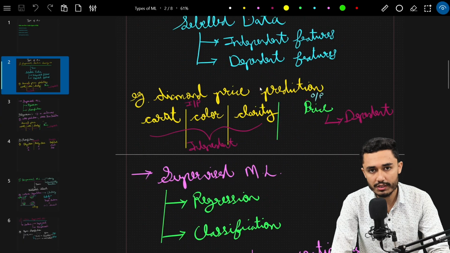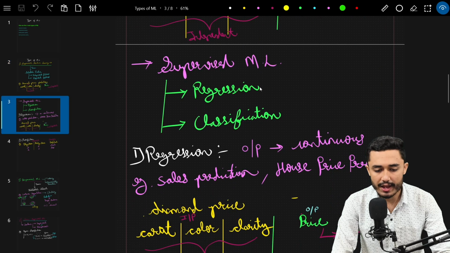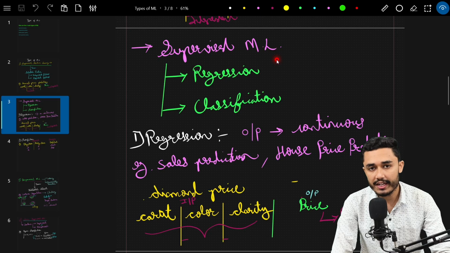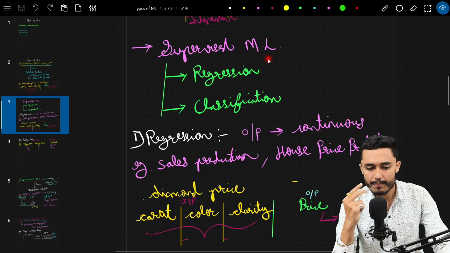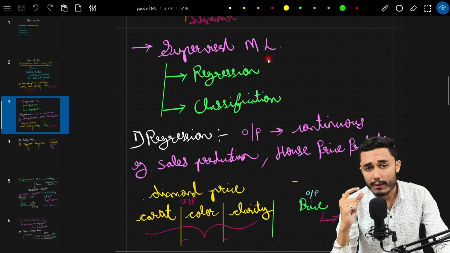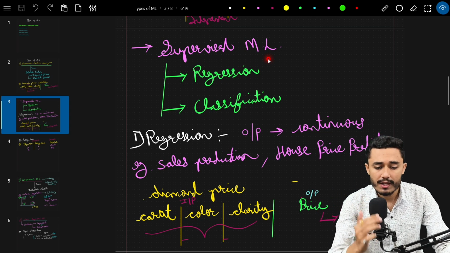Now in supervised machine learning, there are two types of problem statements which we are solving. First is the regression problem statement and second is the classification problem statement. So basically in supervised machine learning, we provide both independent features as well as dependent features to train our machine learning model. Now, how do regression problem statements and classification problem statements differ from each other? Let's see that, guys.